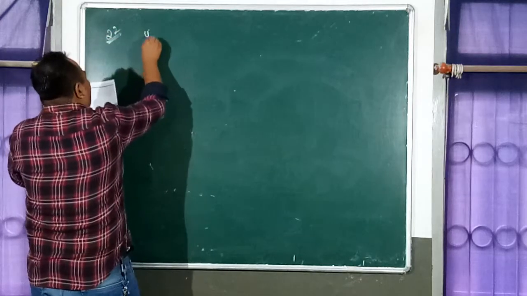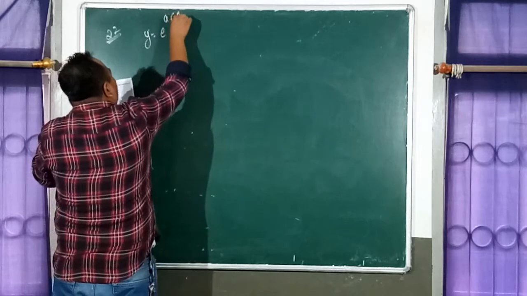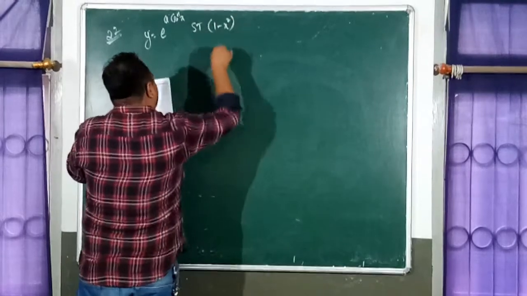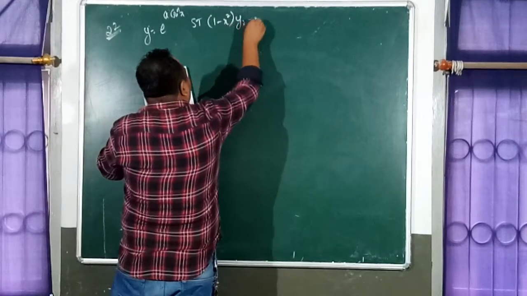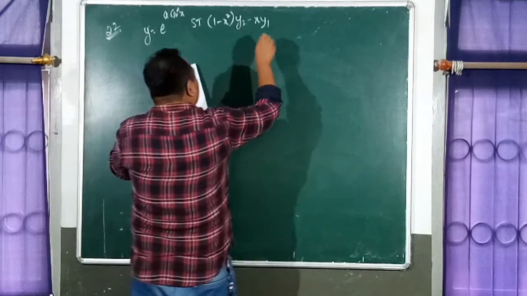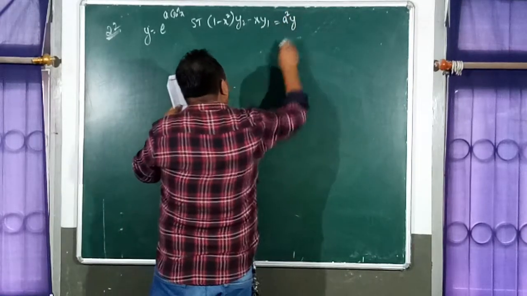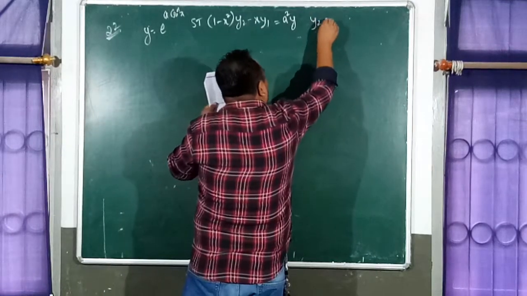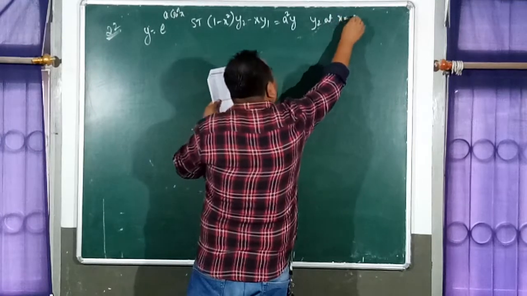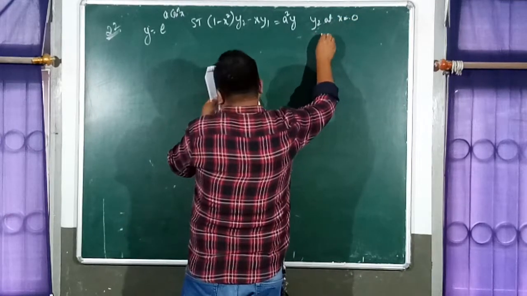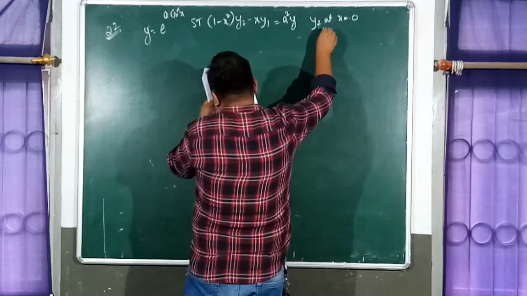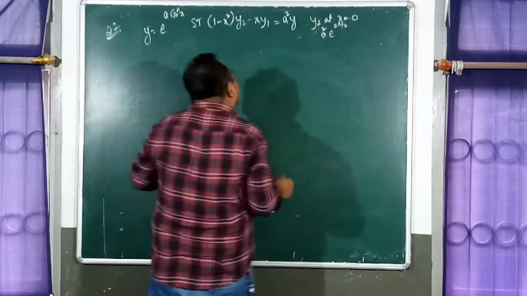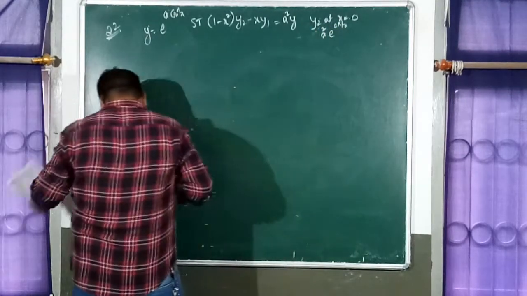Question number 22. Y equal to e to the power a cos inverse x. Show that 1 minus x squared y2 minus x y1 equal to a square y, and I have to find the value of y2 at x equal to 0. I have to show that the value of y2 at x equal to 0 is a square e to the power a pi by 2. I guess square is missing in your book, so please rectify the question. So let us do it.